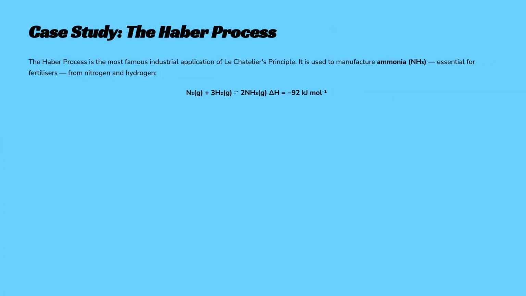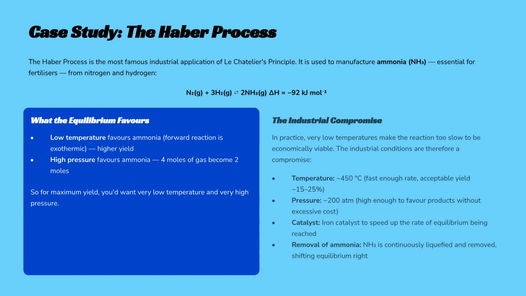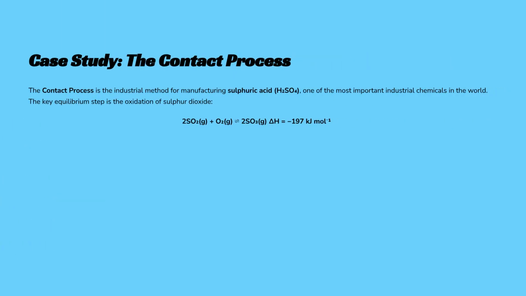The Haber process, producing ammonia from nitrogen and hydrogen, is a classic industrial example. Maximum yield favors low temperature and high pressure. However, industrially, a compromise is used, typically around 450 degrees Celsius and 200 atmospheres, along with an iron catalyst to maintain economic viability. The contact process, producing sulfuric acid, is another key example.